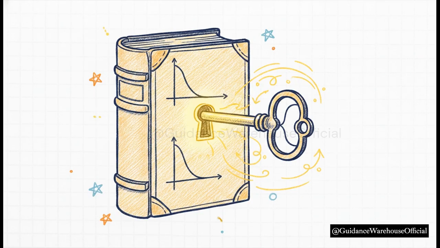Why does any of this matter? Because understanding skewness and symmetry isn't just about drawing pretty charts. It is the secret key to unlocking probability distributions, which is the foundation for everything in advanced statistics. So next time you see an average, ask yourself, what is the shape of the data?